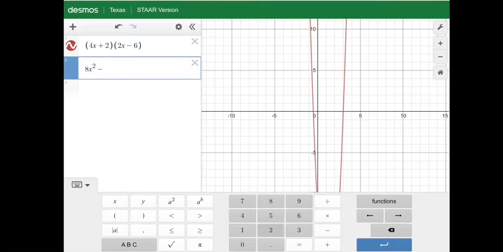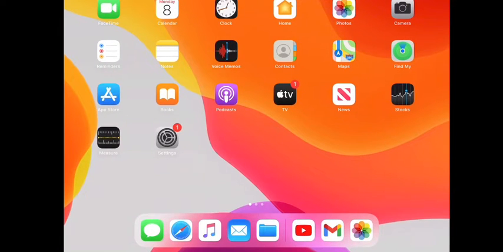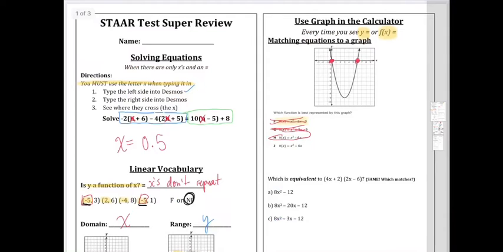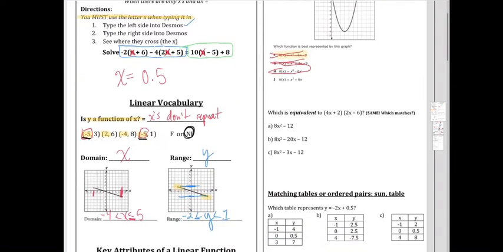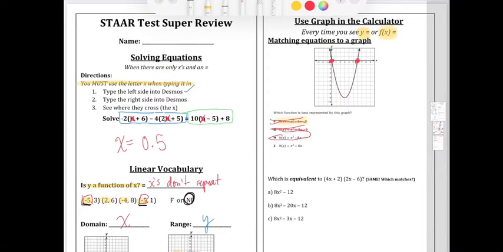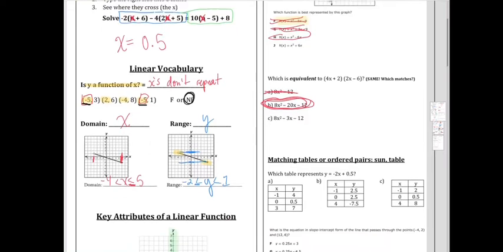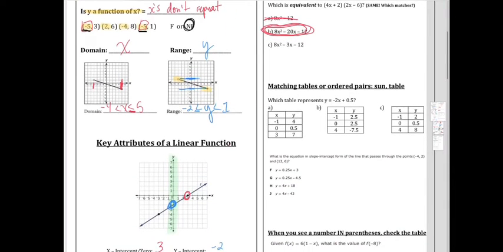8x squared minus 20x minus 12. So in this one, the red graph and the blue graph are exactly the same. So therefore, the correct answer for this one is B. Okay, so that is how you can check to see if they are equivalent.